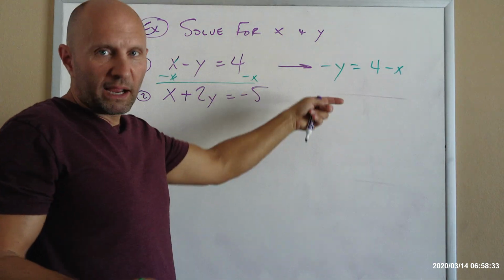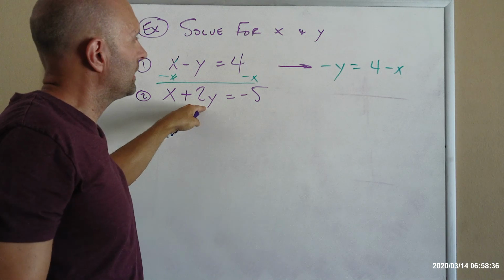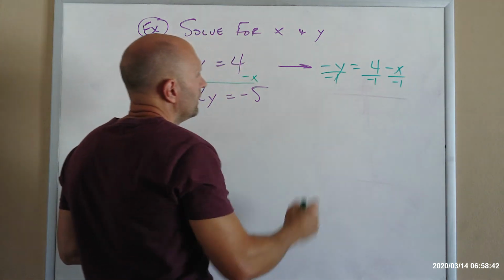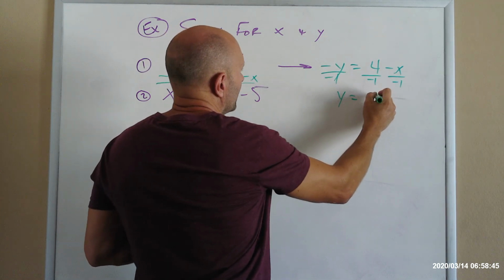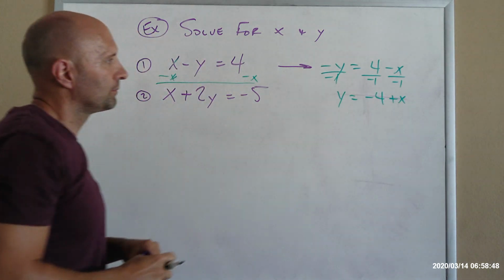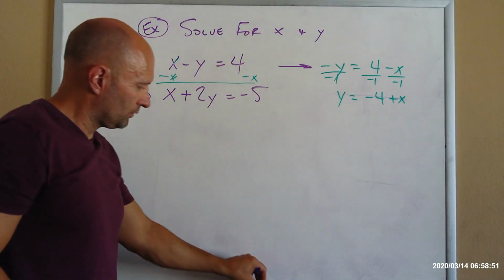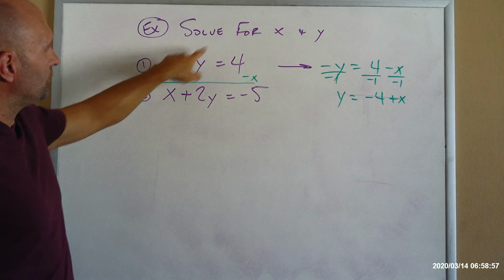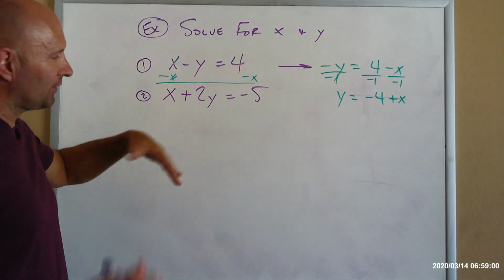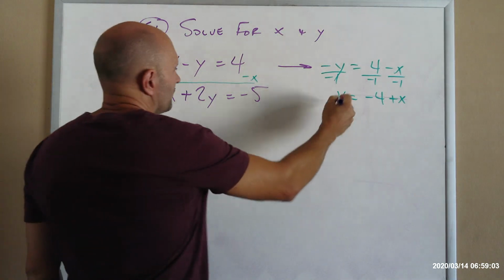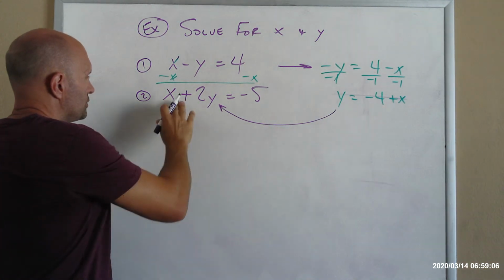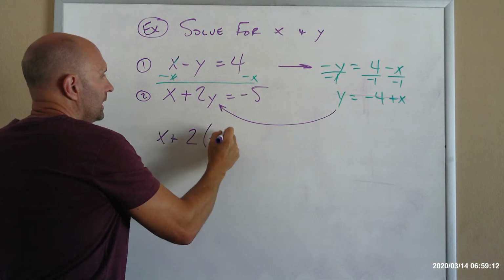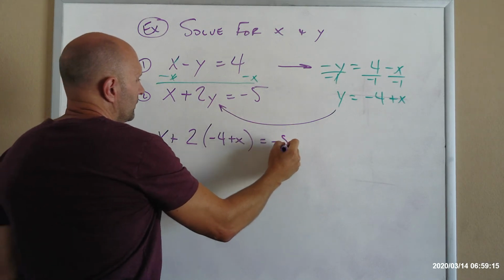But I don't want minus y equals something, I want y equals something, so I can plug it in here. So what do I have to do? I have to divide everything by negative 1. When I do that, I get y equals negative 4 plus x. All I did there was solve that equation to get y by itself. You could have gotten x by itself and then substituted in for x. Either way is okay. But here I solved for y, so I'm going to plug that into the second equation and rewrite this as x plus 2 times y. Well, y is negative 4 plus x, is equal to negative 5.